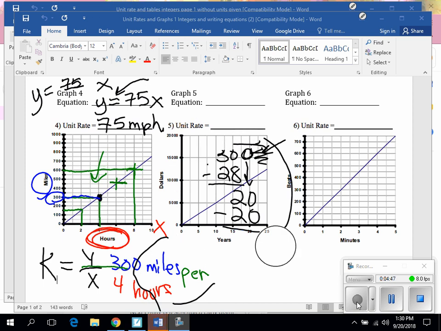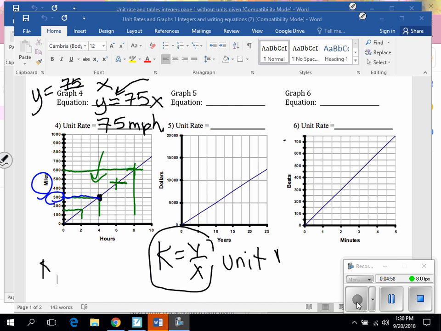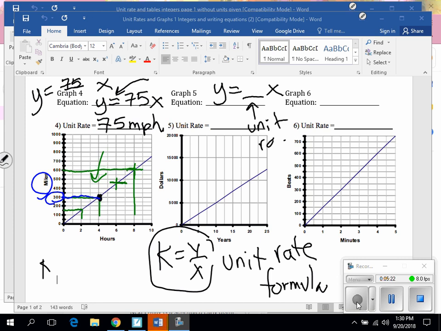I want you to separate that equation in your mind from the unit rate equation. So for unit rate, we use this formula. This is the formula for unit rate. When you're going to write your equation to represent the line that's been graphed, you're going to use this other equation that comes in a different form. So y equals, and you'll always put the unit rate there, and then x afterwards. As we do more examples, this should become easier.